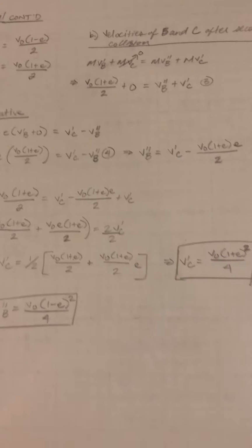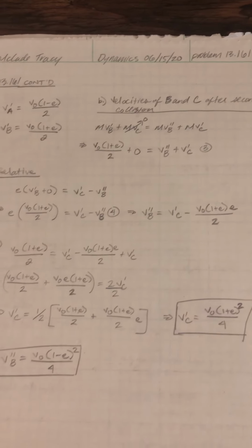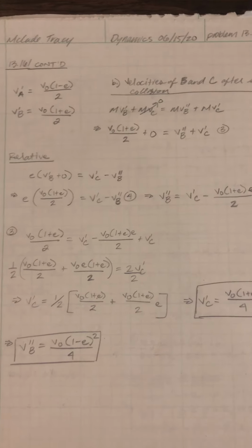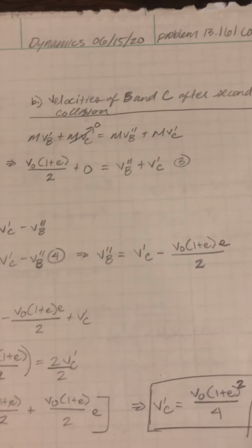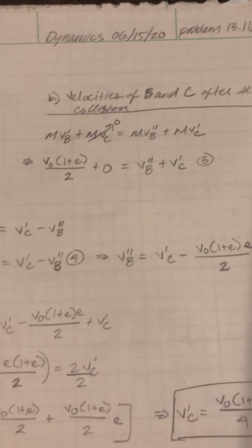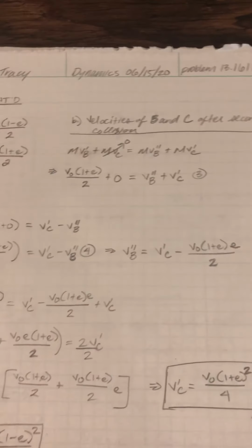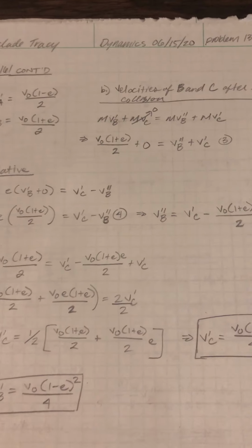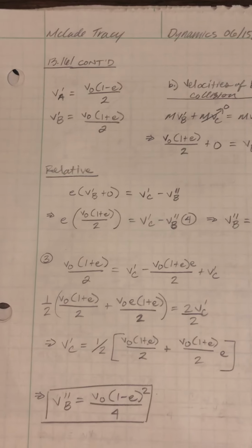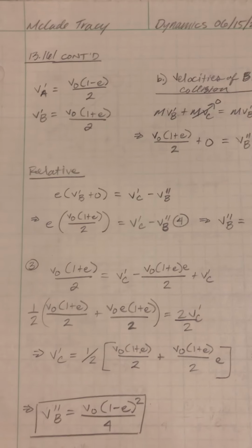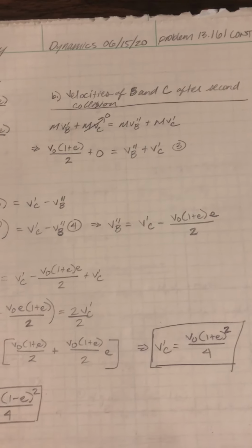And continuing on for part B, as we're looking for the velocities of B and C after the second collision, we really follow a similar process, but this time instead of VB prime, we have VB double prime, as it is transferring the collision into sphere C. There we get our third equation, and again using the relative equation, we're able to get our fourth equation. Manipulating that, we can find V double prime B.